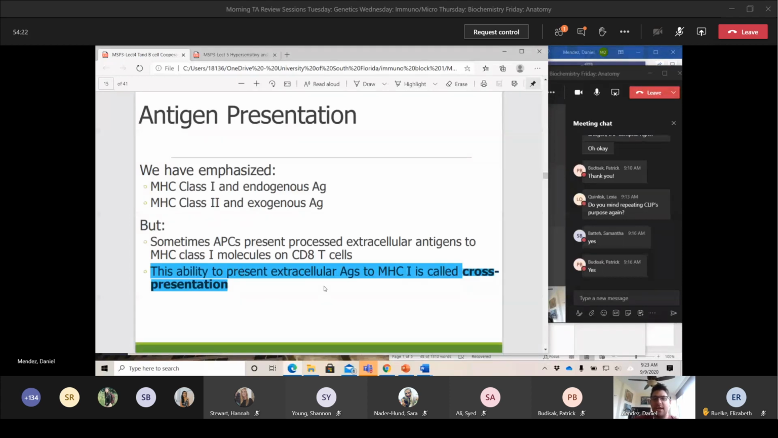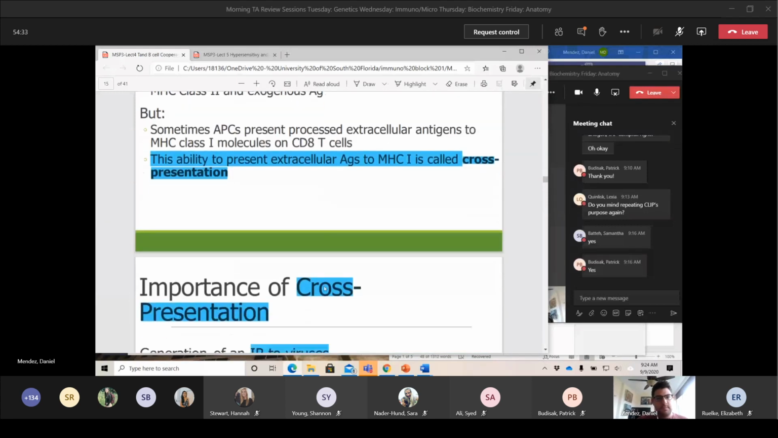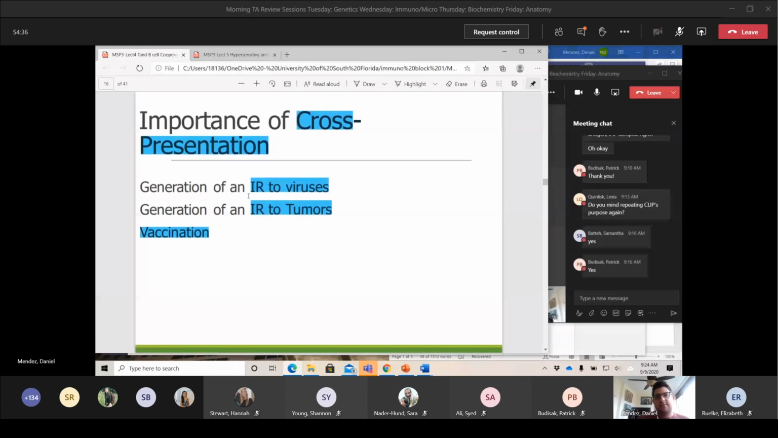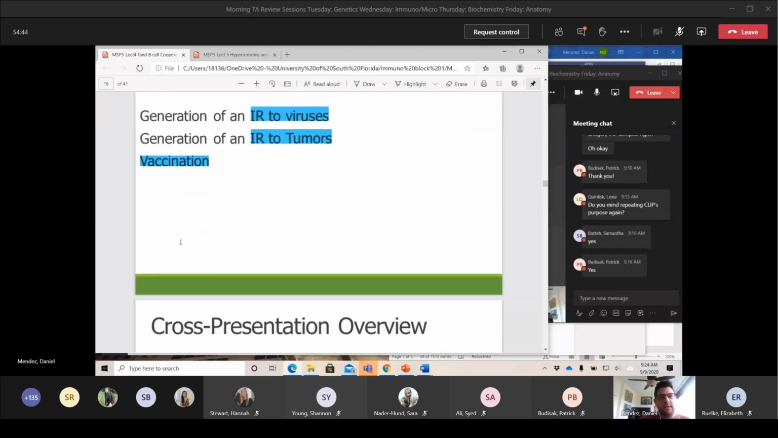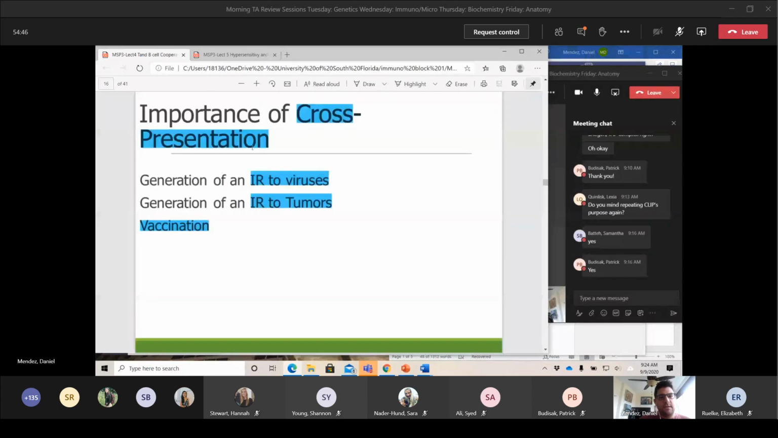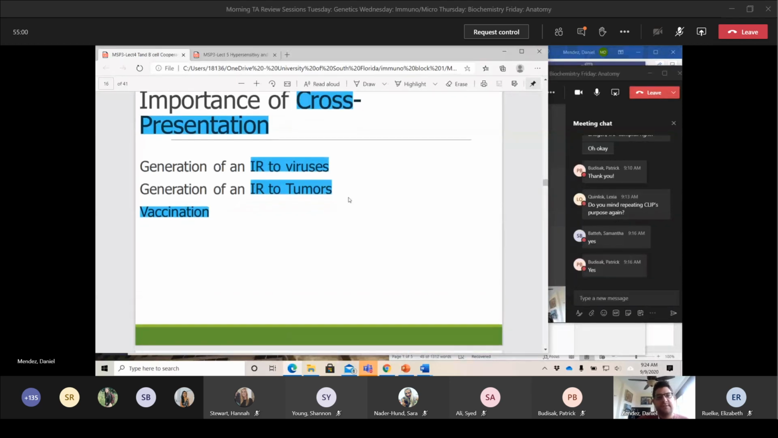So it'll still initiate the entire endogenous pathway, but instead of the infected cell being the APC, a dendritic cell or macrophage will be the APC. So the importance being for viruses and tumor cells, also for vaccination. So we're going to get into vaccination specifically in lecture 7. We're going to talk about it a lot and the different types of vaccines. So this will become important then. Right now, it's just an overview. And it's just to understand that we can activate the CD8 cells through not just the infected cell, but other APCs that can pick up the antigens from the infected cell.